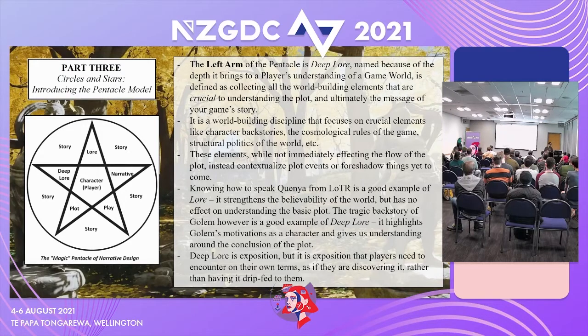These elements, while not immediately affecting the flow of the plot, instead work to contextualize the plot or foreshadow things yet to come. So to give you a quick example, knowing how to speak the Elvish language Quenya from Lord of the Rings is a good example of lore. It strengthens the believability of the world, but it doesn't really have an effect on understanding the basic plot of Lord of the Rings. On the other side, the tragic backstory of Gollum is a good example of deep lore.